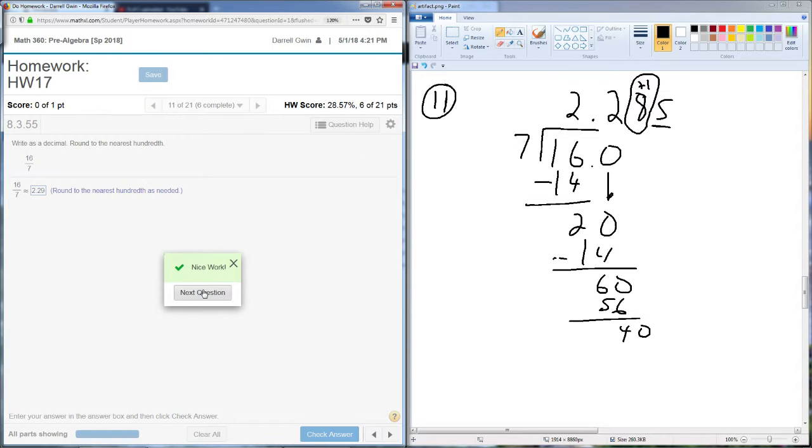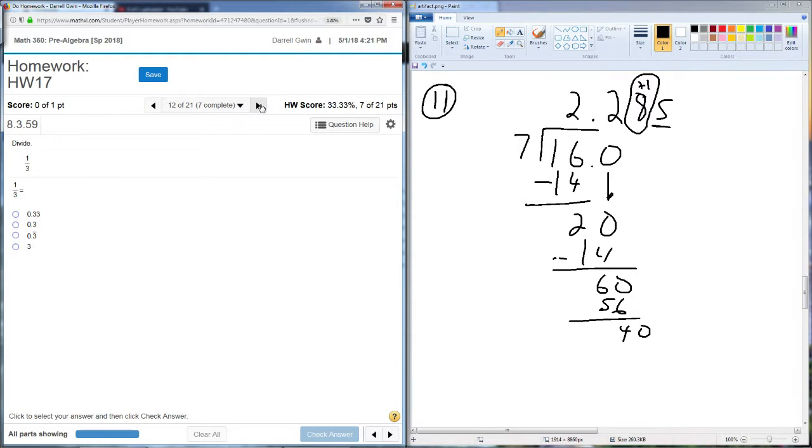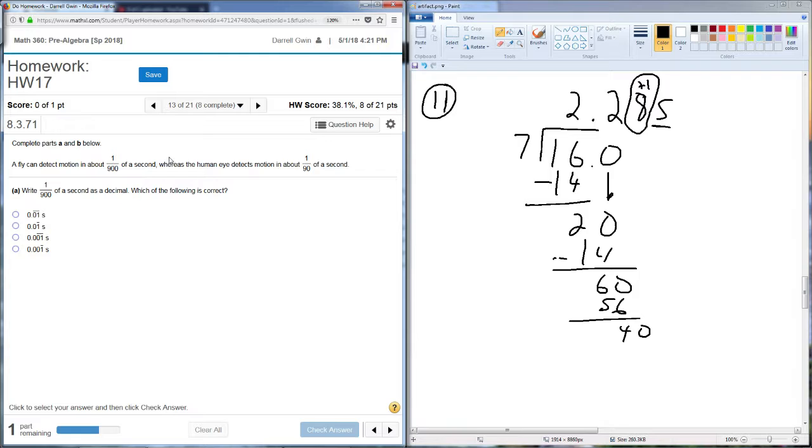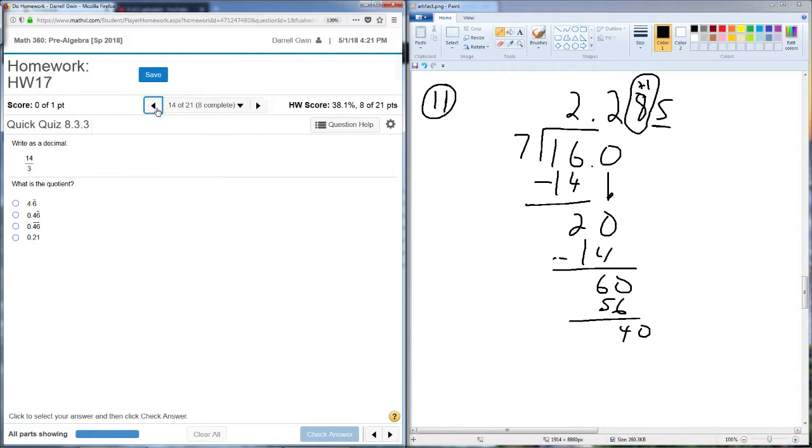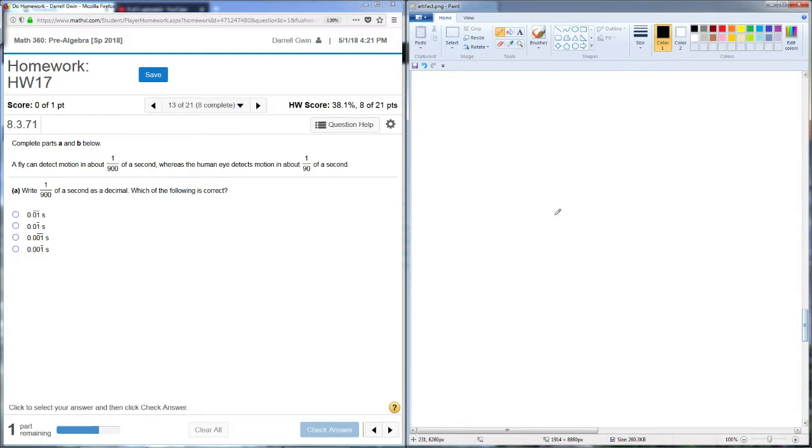Check. That's 0.3333 repeating, of course. Geez, I don't know which one. It's 0.01. 0.10101. I don't know about that one. It's possible. Let's skip that one. No, I think I'll do that one. Let's do that one. 12. 13.